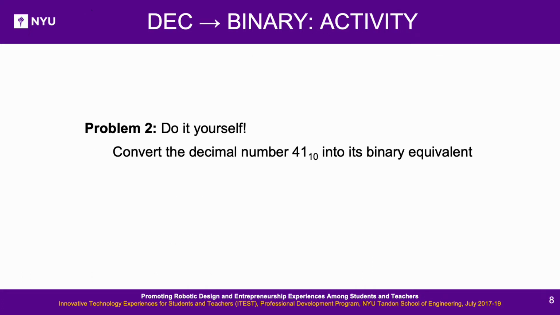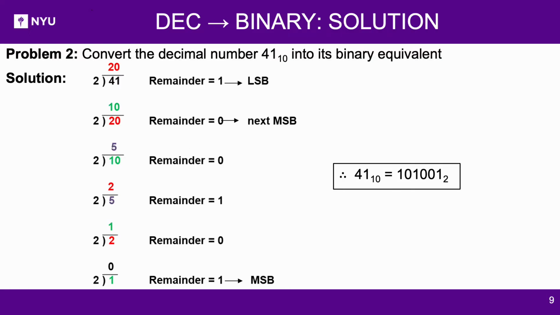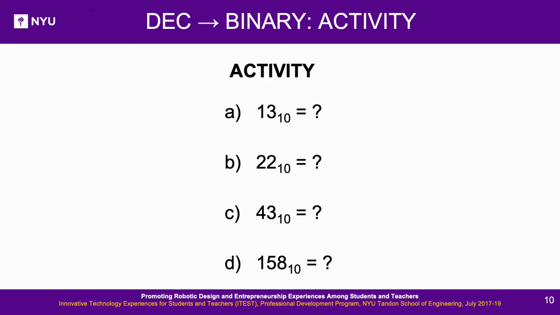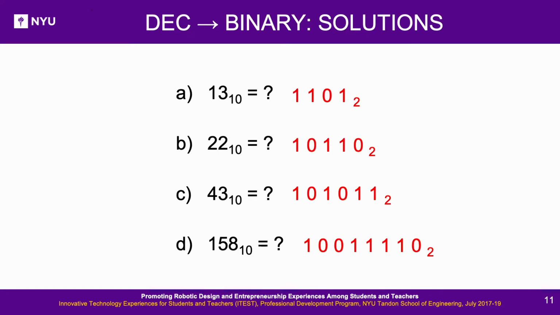Activity. Problem 2. Do it yourself. Convert the decimal number 41 into its binary equivalent. Activity. Solution. So the binary equivalent of the decimal number 41 is 1, 0, 0, 1, 0, 1. Here are a few practice examples. Solutions for practice questions.